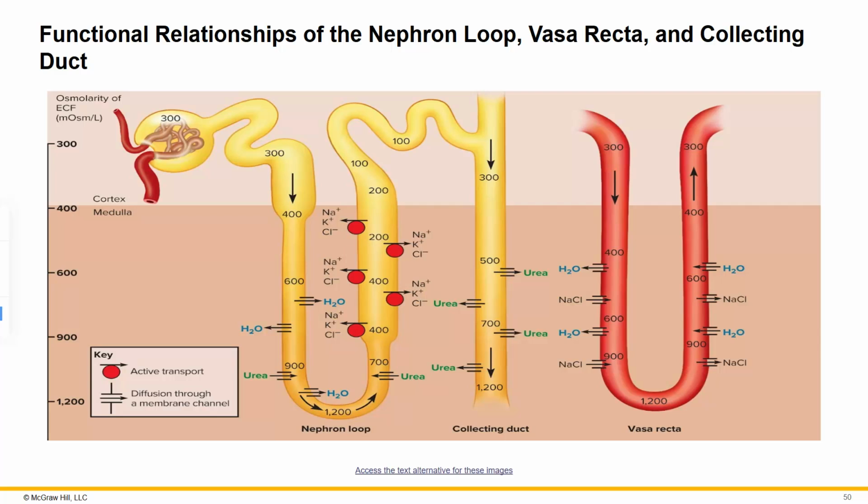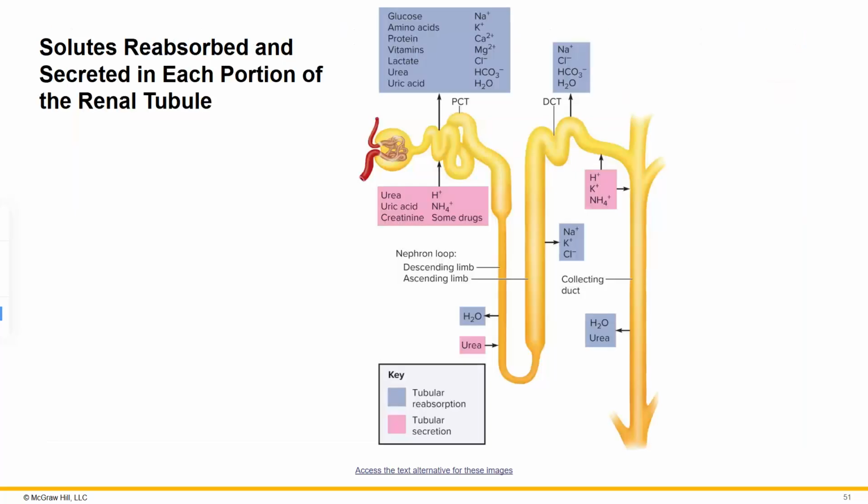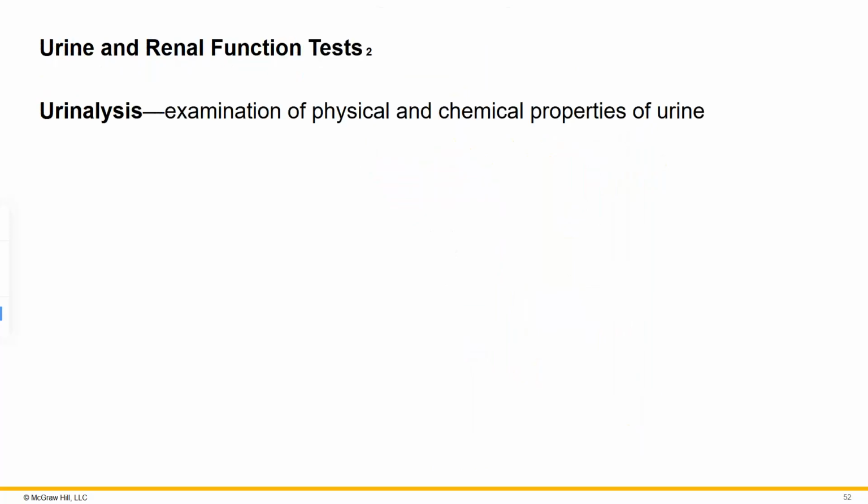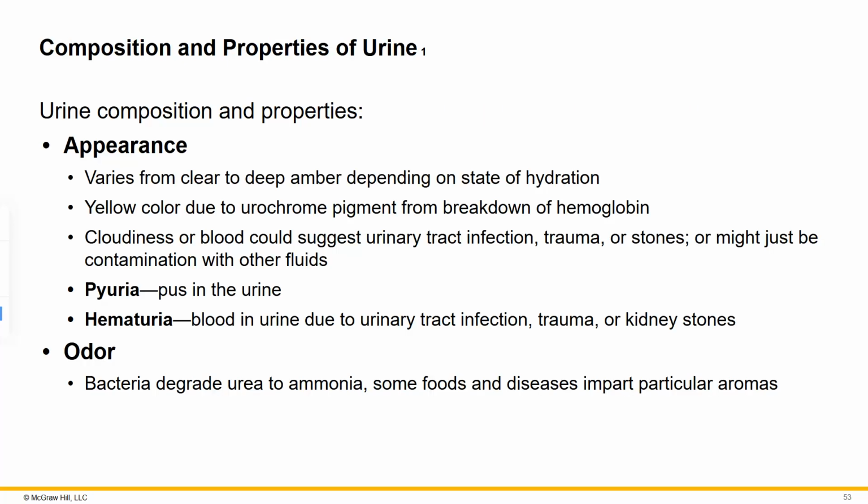And here's a diagram of that, and you can see the arrows of movement in the different regions. And here's another diagram that you can pause and review. So, urine and renal function tests. Urinalysis is the examination of physical and chemical properties of the urine.